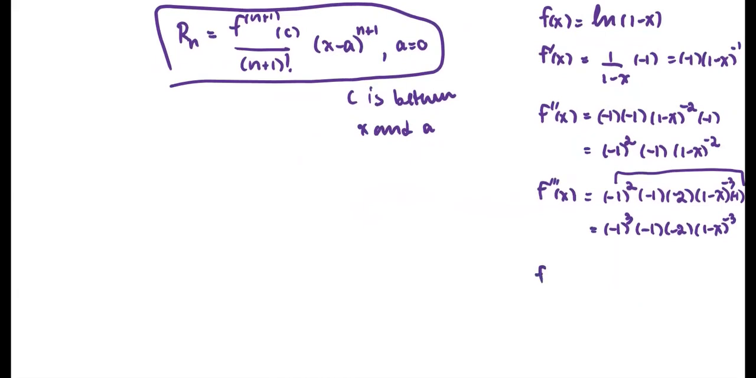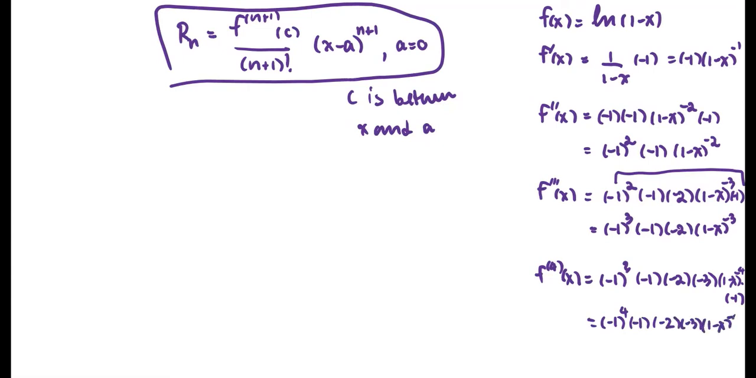Keep going to see the pattern. For the fourth derivative, we obtain negative 1 to the third, times negative 1, negative 2, times negative 3, times 1 minus x to the power negative fourth, and multiply by negative 1, or write it as negative 1 to the fourth times negative 1, negative 2, negative 3 times 1 minus x to the power negative fourth.